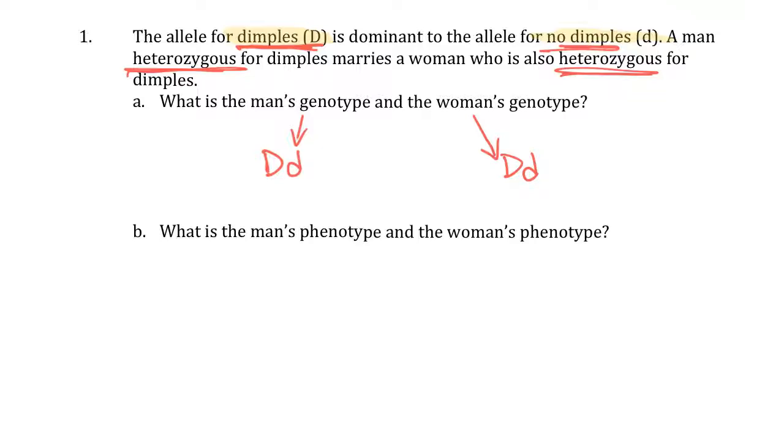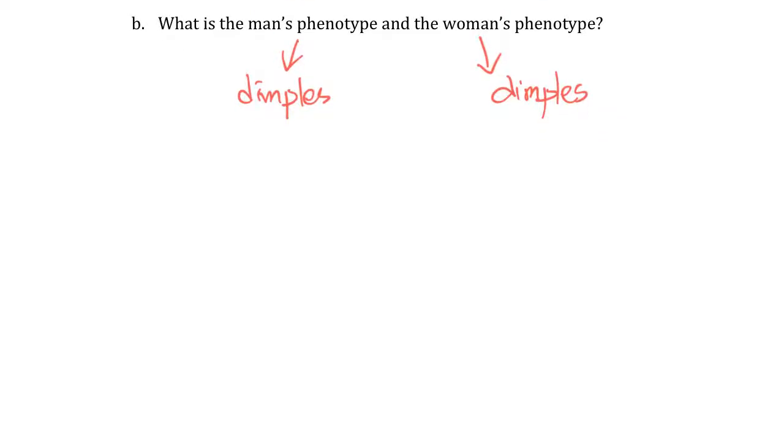So if both of these individuals have a big D, that trait dominates over the other one, which means that in the end, both of them should show that they have dimples. So the man's phenotype must be dimples, and the woman's phenotype is also dimples. Okay, and that's called a phenotype. Phenotype is describing what it is that they're showing.